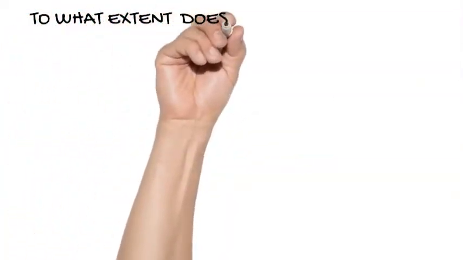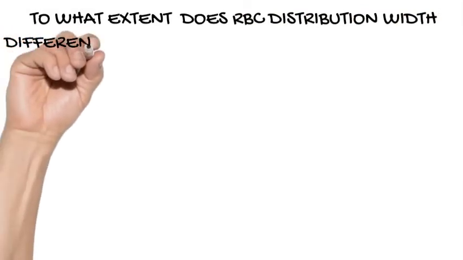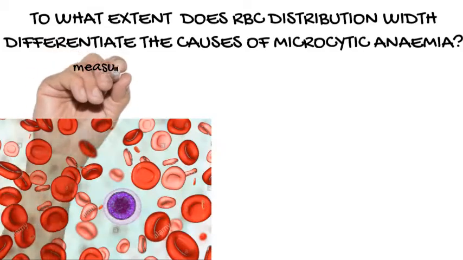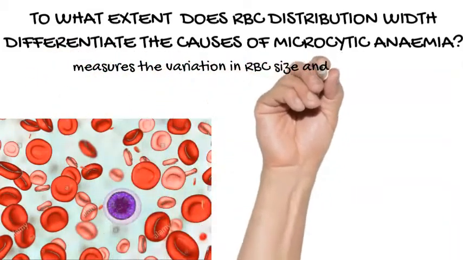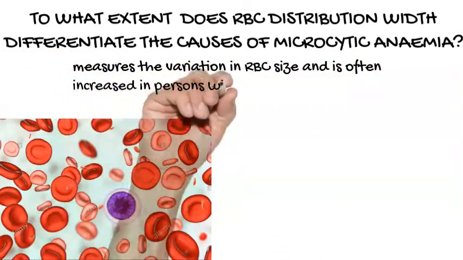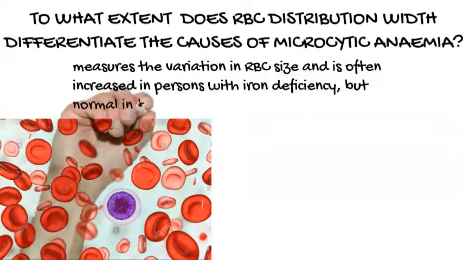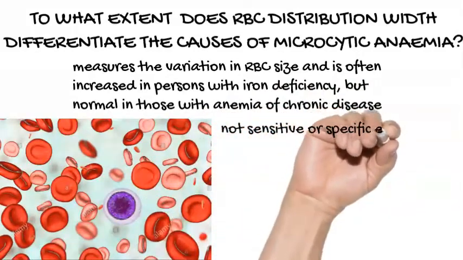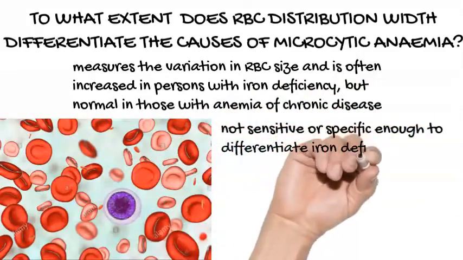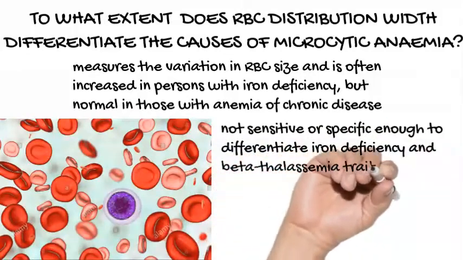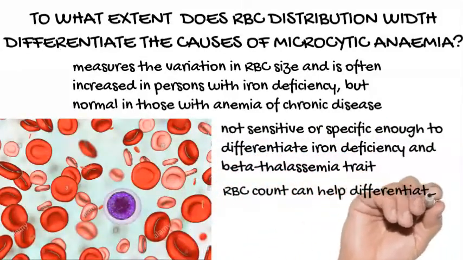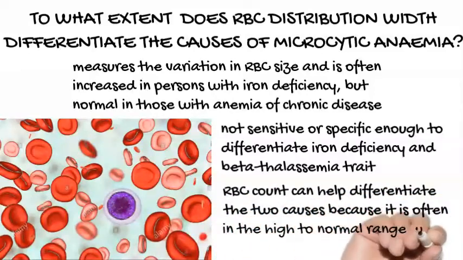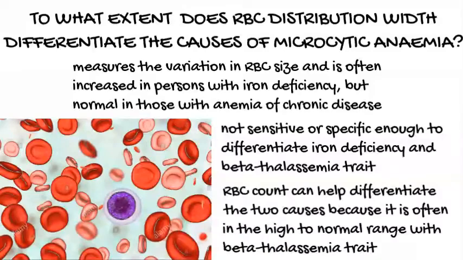To what extent does RBC distribution width differentiate the causes of microcytic anemia? Red blood cell distribution width measures the variation in red blood cell size and is often increased in persons with iron deficiency, but normal in those with anemia of chronic disease. However, this measurement is not sensitive or specific enough to differentiate iron deficiency and beta thalassemia trait. The red blood cell count can help differentiate the two causes because it is often in the high to normal range with beta thalassemia trait.